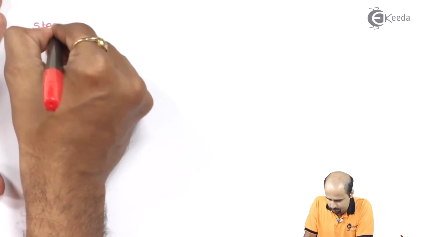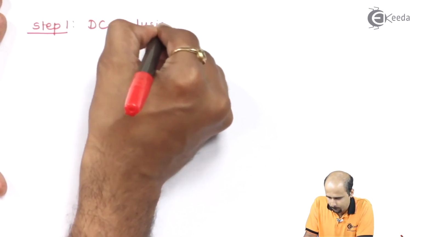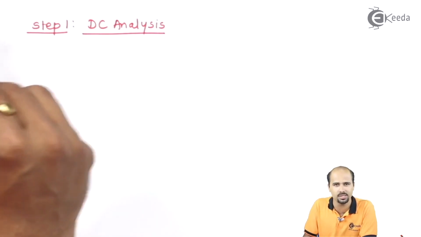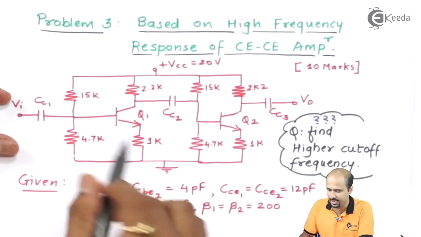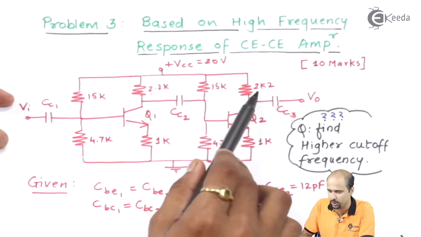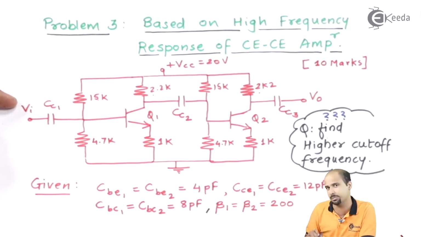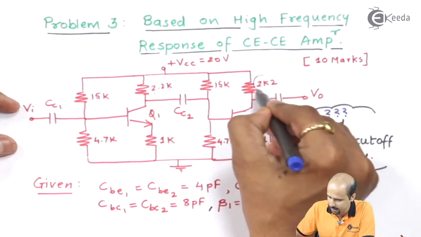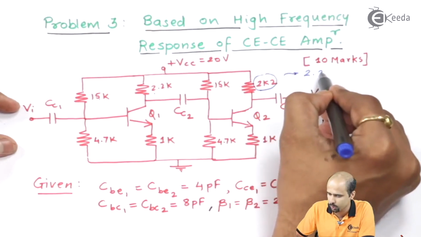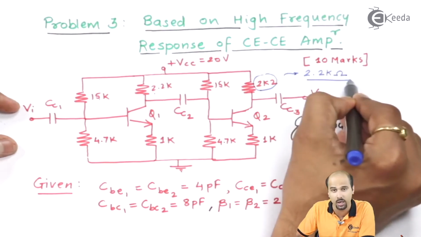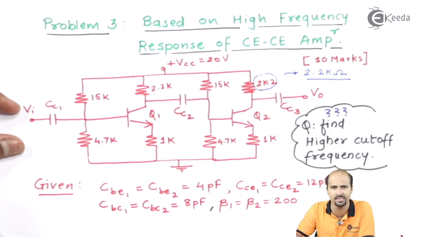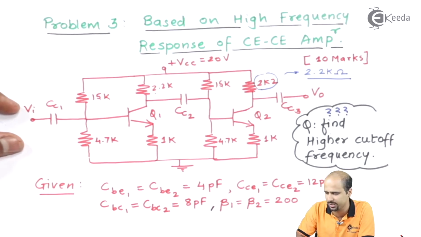So step number 1. As far as DC analysis is concerned, we just have to move with only one stage, because both stages are identical to each other: 15K, 15K, 2.2K, 2K2. Hold on, this 2K2 is not a printing mistake, mind well, this 2K2 is nothing but 2.2K ohm. So whenever they give you such values, 3K6 means 3.6K, 4K7 is nothing but 4.7K, and so on. Keep this in mind: if 2K2 is given, its value is 2.2K.